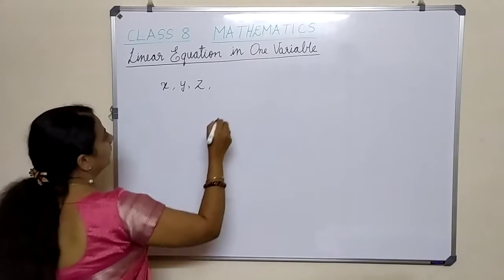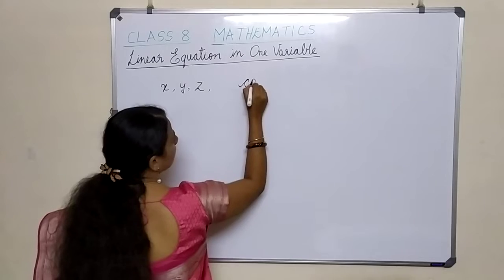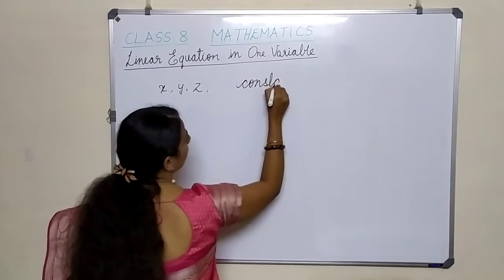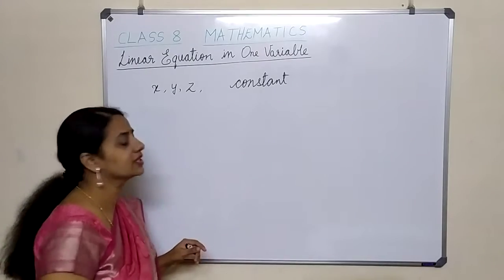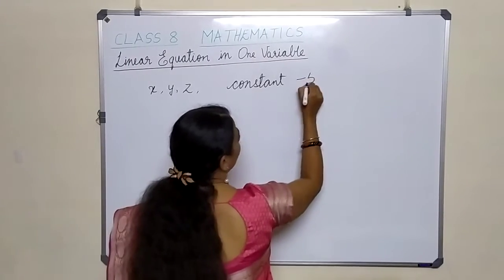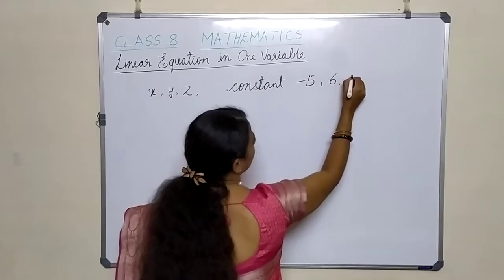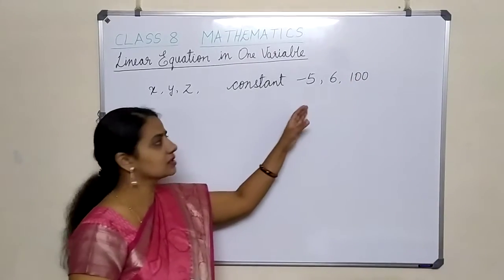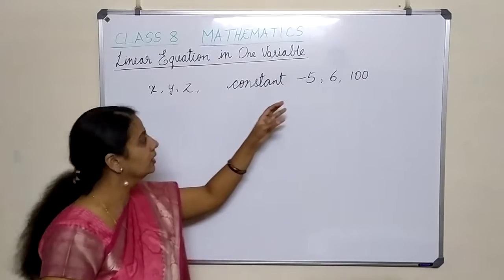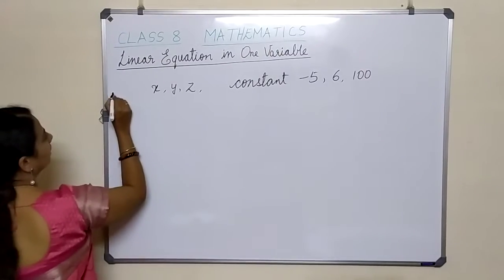Okay, and then you have a constant. Have you learned about constant? You know what is a constant, right? Constant is a fixed number, fixed value, for example, -5, 6, 100. These are constants. Example for the constants, okay? And these are your variables.